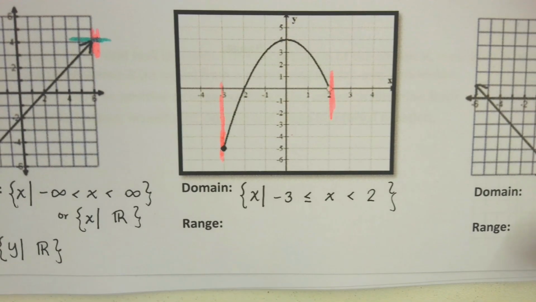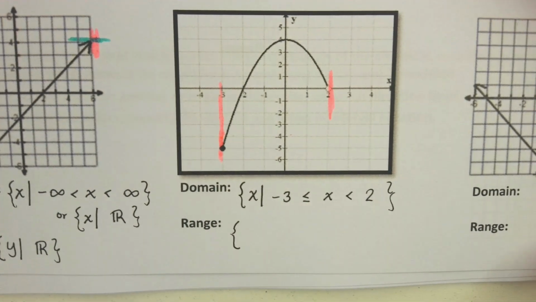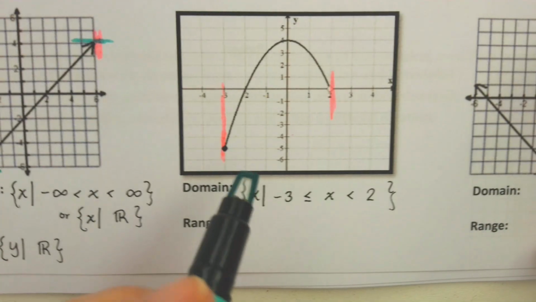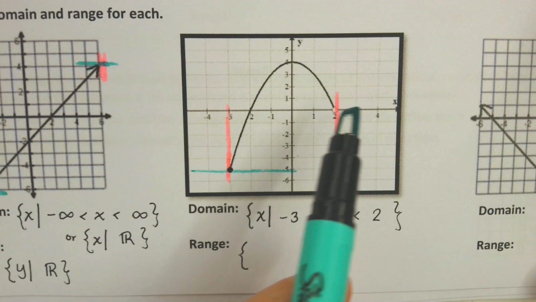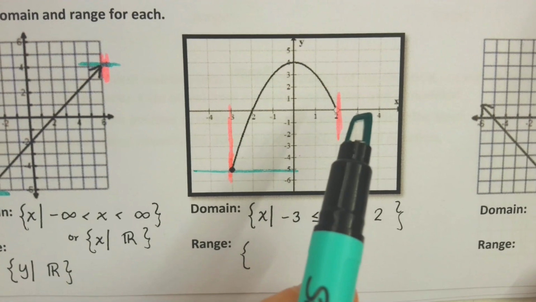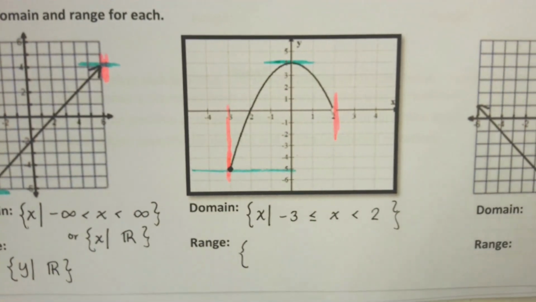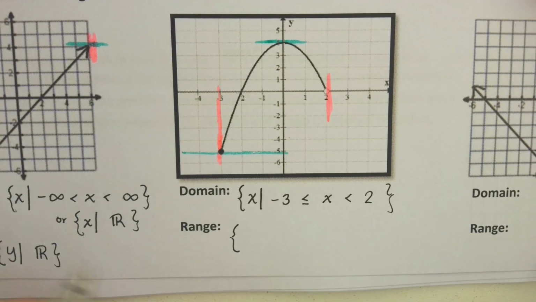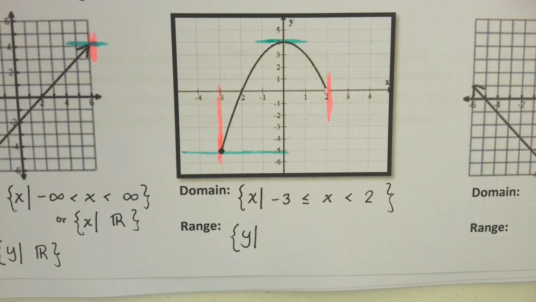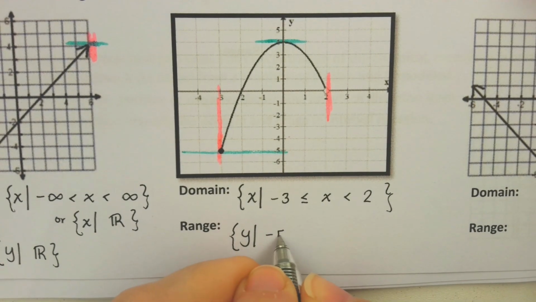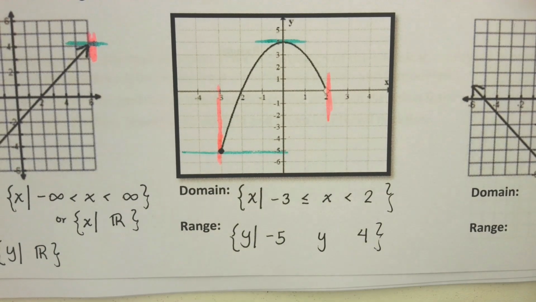Perfect. Okay, let's think about range. Remember, range is lowest to highest. That's just kind of like the y-axis goes up and down. The lowest, people usually are pretty good at. Here's my lowest down here at -5. Now the highest, is this 2 right here the highest point on my graph? No, that tricks a lot of people. What is the highest place on my graph? At the top at 4. Very good. So we'll say y is in the set of numbers such that y is between, what's the lowest number again? -5. Highest number? 4. We'll put a y in between.